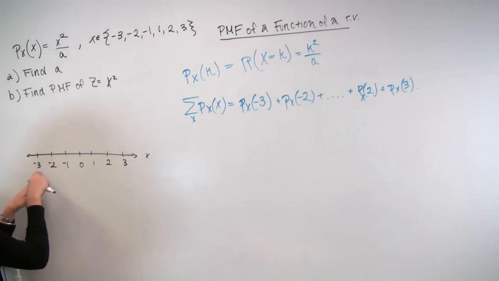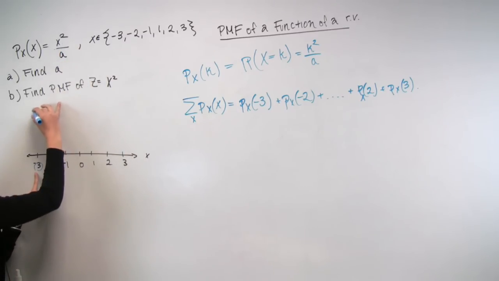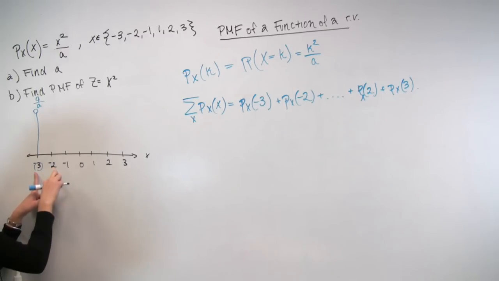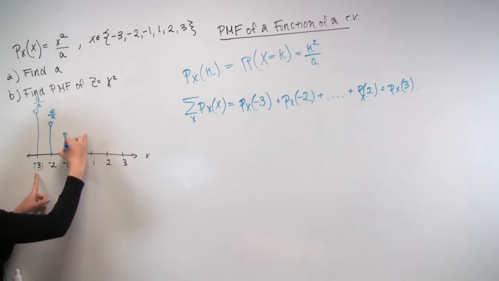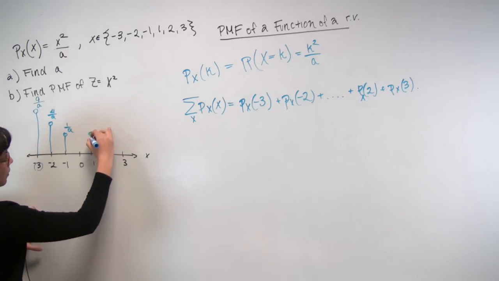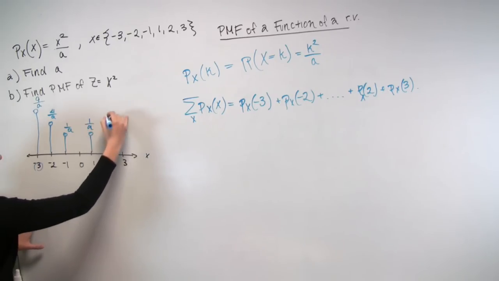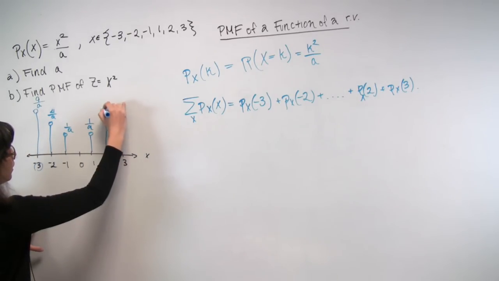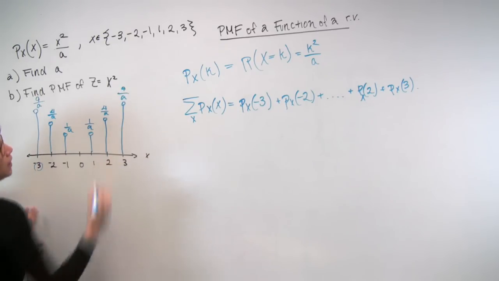The amount of probability mass lying over -3, the way we figure that out is we take -3 and plug it into this formula up here. So you get 9 over a. Now you can do this for -2. You get 4 over a looking at the formula. For -1, you get 1 over a. And of course, this graph is the mirror image over 0 because of the symmetry. So hopefully this little visualization helps you understand what I'm talking about.